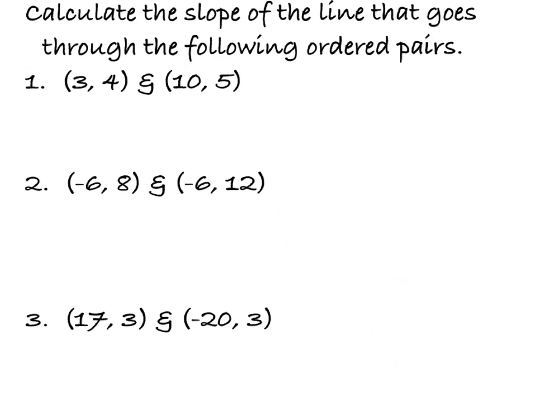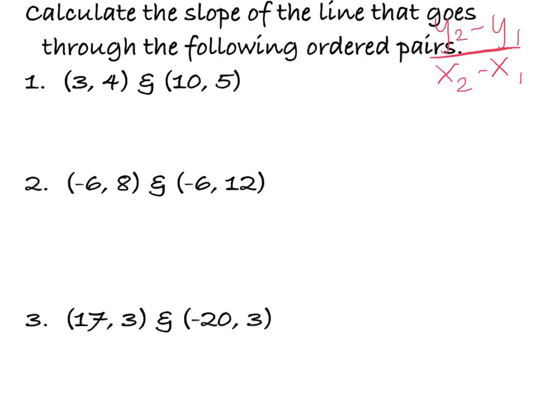All right, I hope you have your pencil and your notebook handy to jot down these examples. So in these three examples, we're going to calculate the slope of the line that goes through the following ordered pairs. So just for reference, I'm going to jot down the formula for slope right here in the upper right-hand corner. So y sub 2 minus y sub 1 over x sub 2 minus x sub 1.